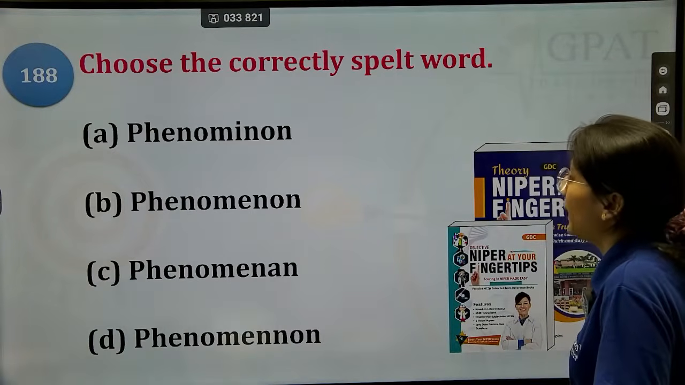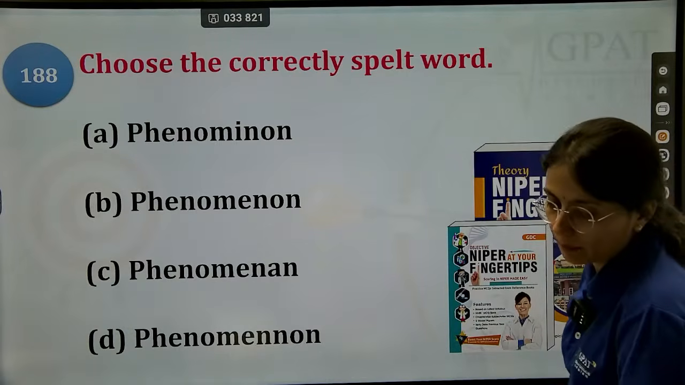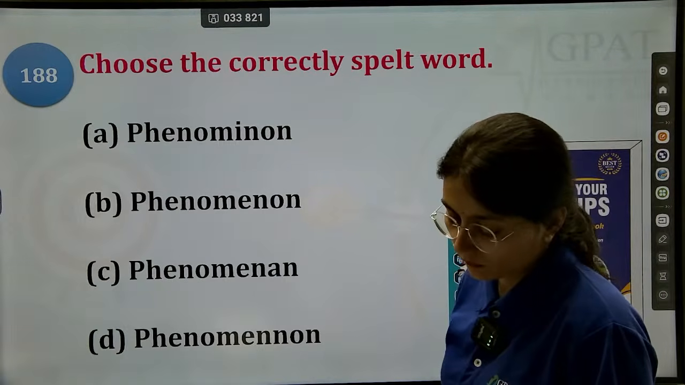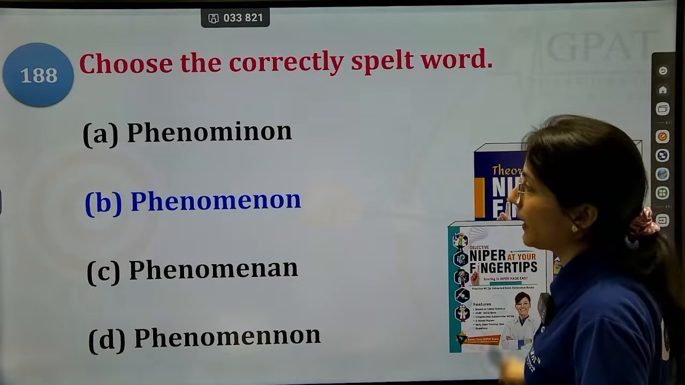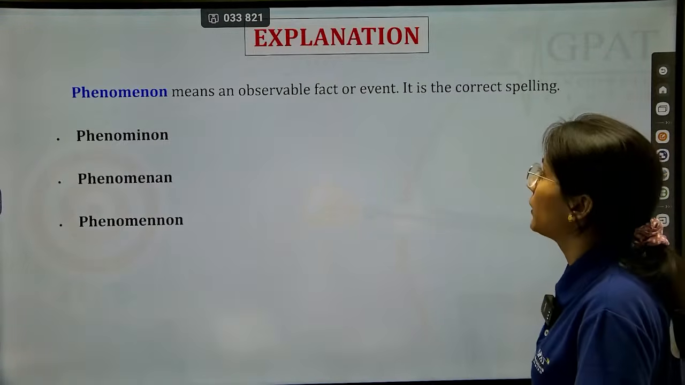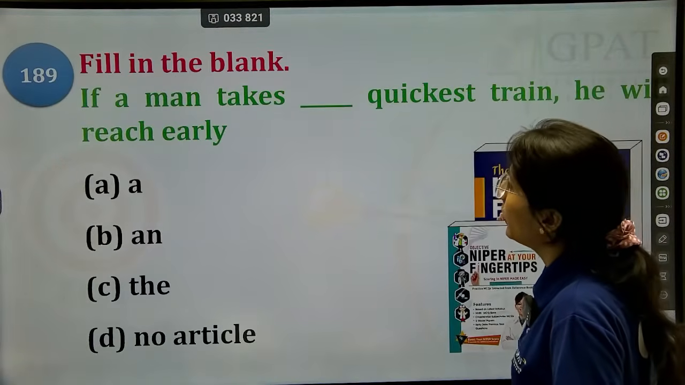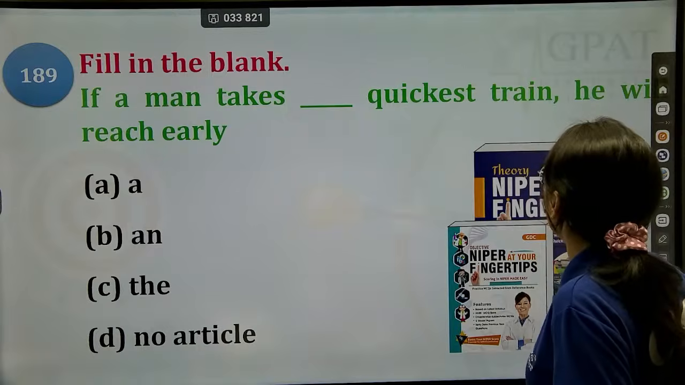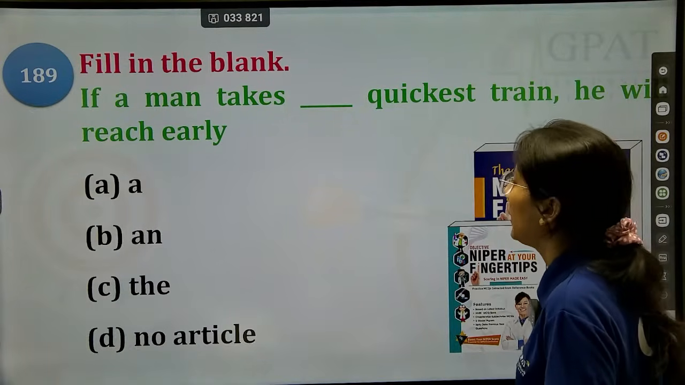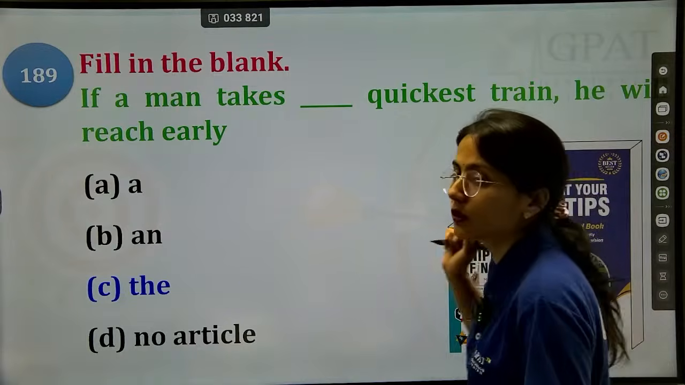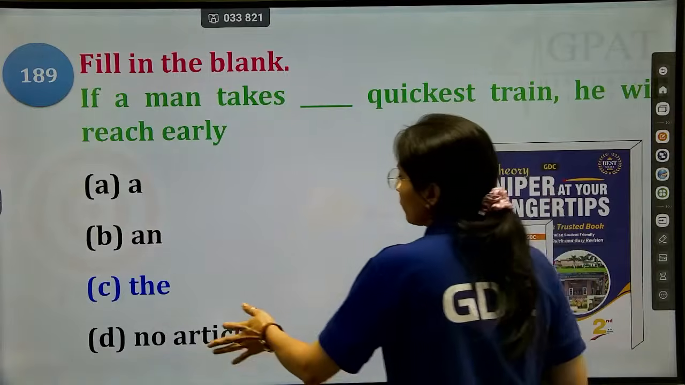Choose the correctly spelled word: phenomenon. That is option number B, which is correct. Phenomenon means an observable fact or event. Next, if a man takes dash quickest train, he will reach early. If a man takes the quickest train, because they were talking about a particular train, so we use what? That is the.